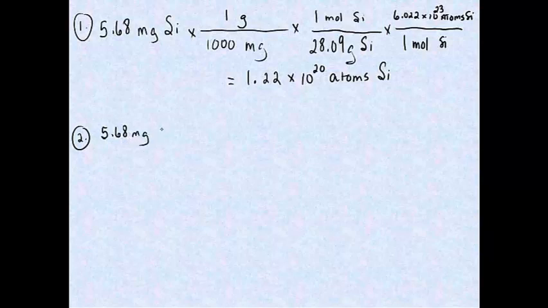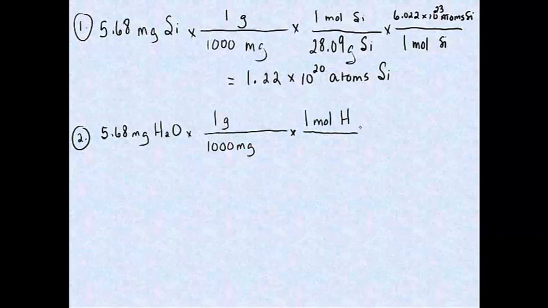Milligrams of water. We have to start it out exactly the same. You have to have it in grams because the definition of molar mass is grams per mole. Metric system conversion, 1 gram is 1,000 milligrams. Now this is going to be slightly different. First off, 1 mole, but it's 1 mole of water, which is a molecular compound, not an element, and it has a different molar mass than silicon because it's a completely different substance.